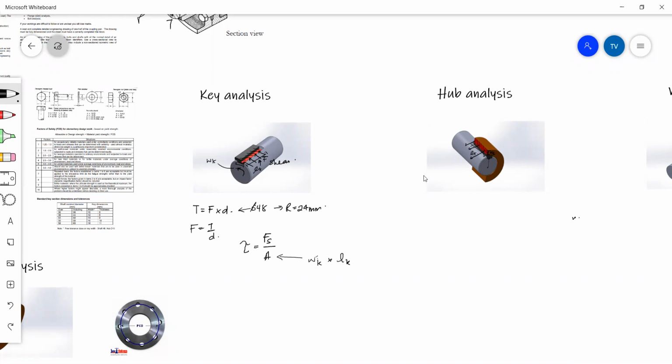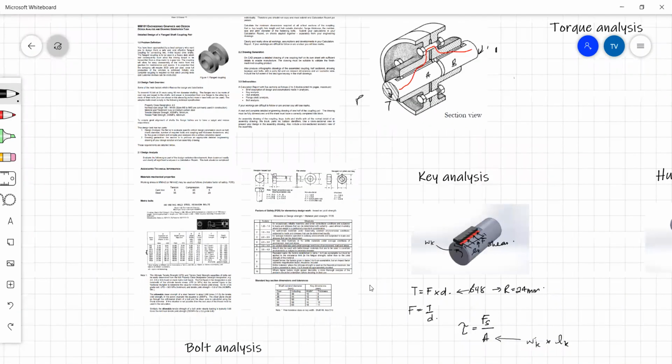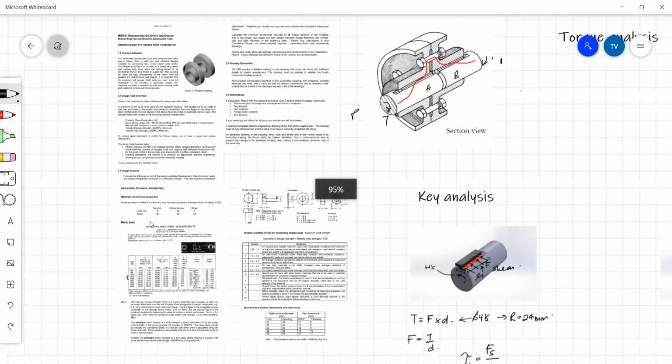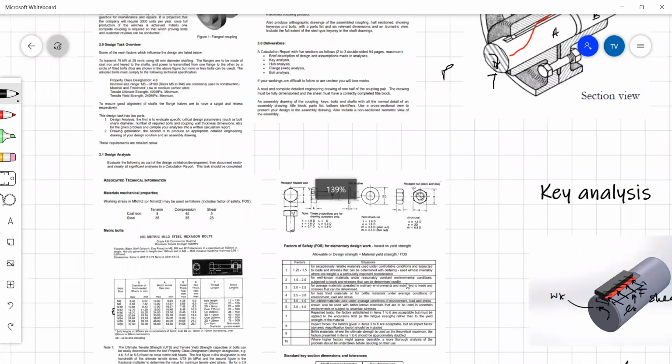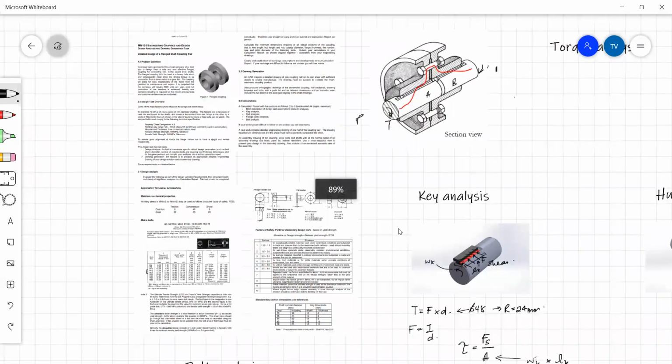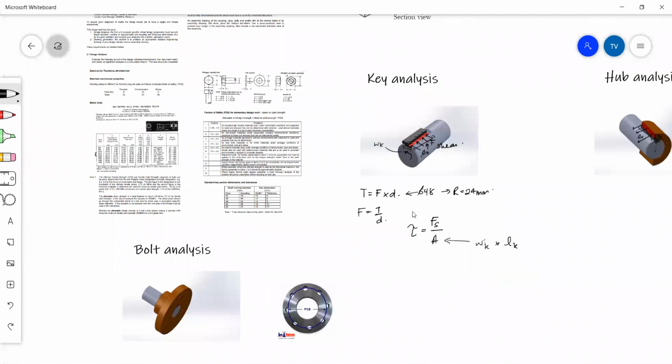We know our shear force, and shear stress we can get from the information given to us. So we know that the key is made out of mild steel, and we're looking at the shear strength. So we'll look at the shear strength of mild steel, which is 28 megapascals. We'll substitute that in place of this shear stress value. So we'll have 28 times 10 to the power of 6 equal to shear force, whatever your shear force is from there, divided by your width of key times length of key.